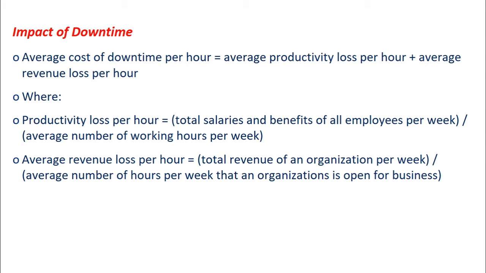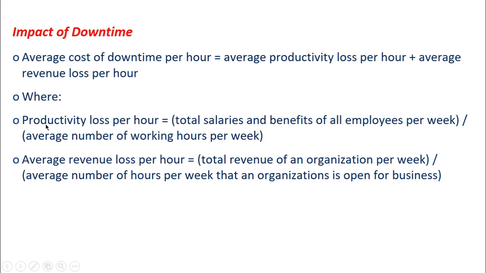We can have a metric to measure the average cost of downtime per hour, which is measured as the sum of the average productivity loss per hour plus the average revenue loss per hour, where productivity loss per hour is equal to the total salary and benefits of all the employees per week divided by the average number of working hours per week.